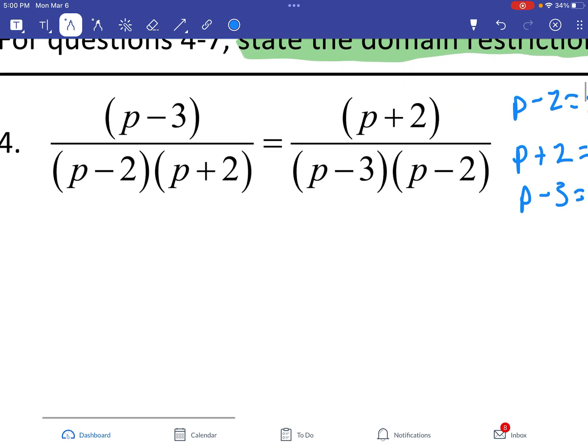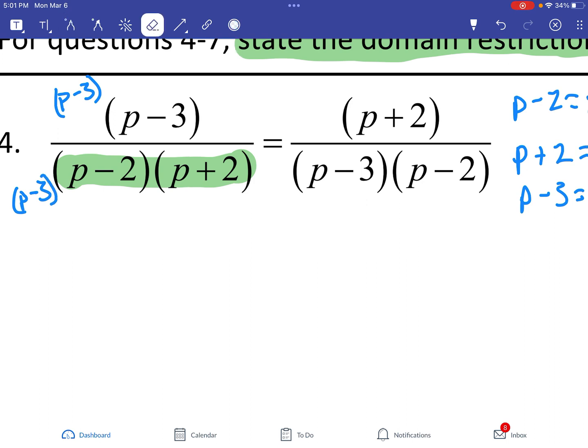So what we're going to do is figure out what's missing. The first fraction has p minus 2 and p plus 2 as its denominators. The second fraction is p minus 3 and p minus 2. What is missing from this denominator that the other side has? Well, it is missing a p minus 3. It doesn't have that on the left side. All right, in the denominators, we're going to multiply that on the top and the bottom.